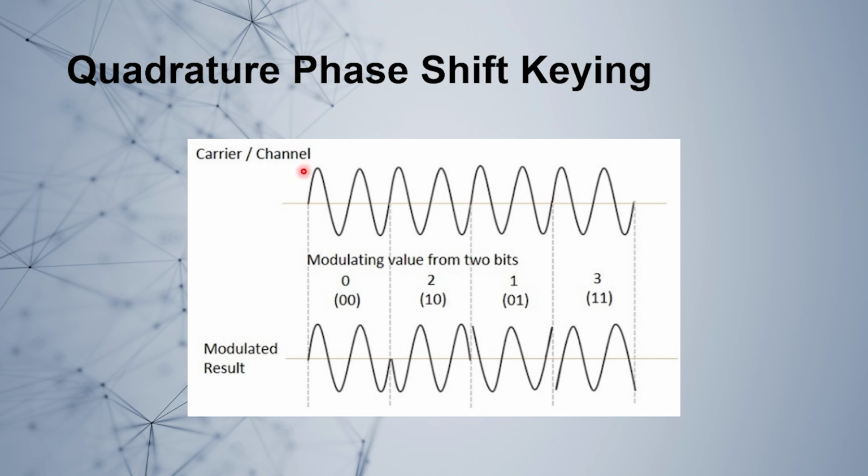So we have a carrier channel here, our carrier signal, and this is our modulated result after we combine it with the digital signal. So here we have 00100111. This is slightly more efficient than the one before, since we are able to transmit more bits per symbol.